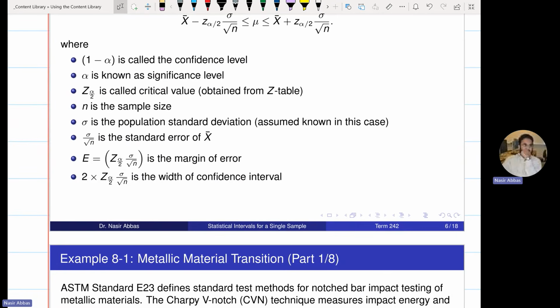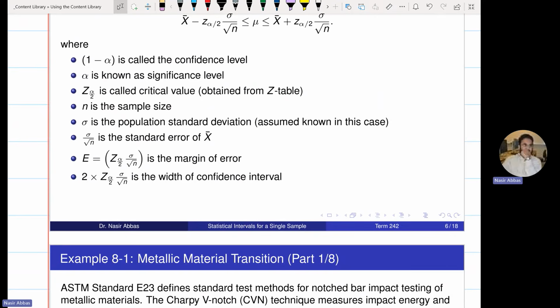These are all the terminologies you must know before going into confidence interval. What is confidence level? 1 minus alpha. What is significance level? Alpha. What is standard error of x bar? Sigma over root of n. What is margin of error? Z alpha by 2 times sigma over root of n.